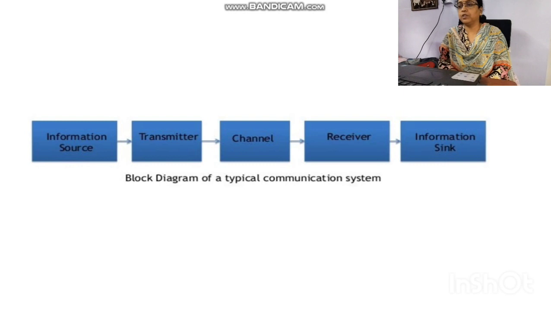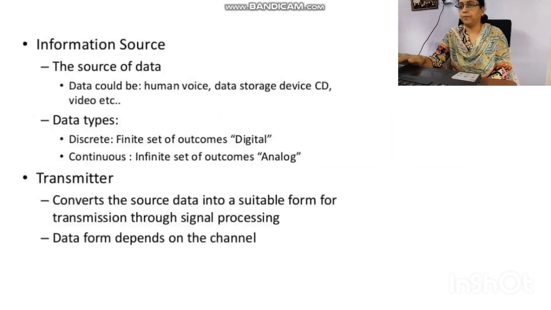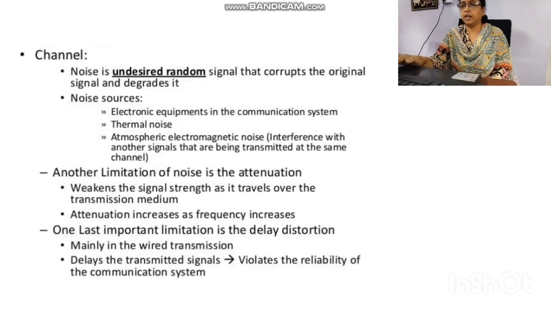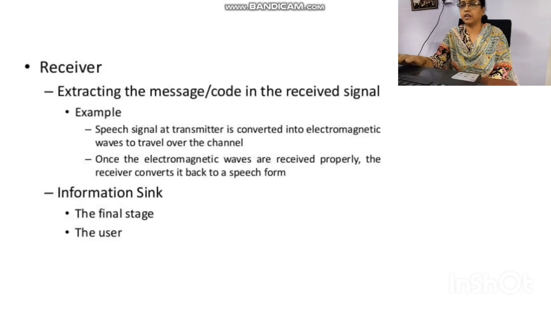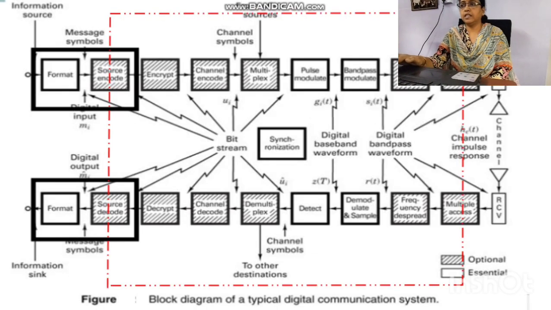Then coming to the receiver, it gets the signal from the channel and converts it back to the signal which was given in the information source, and that is what we get at the information sink. So the description of the information source, transmitter, channel, receiver, etc. is given here, and this is the typical digital communication block diagram.